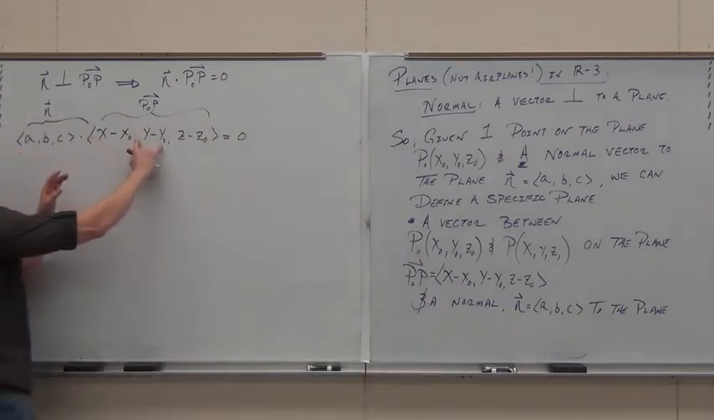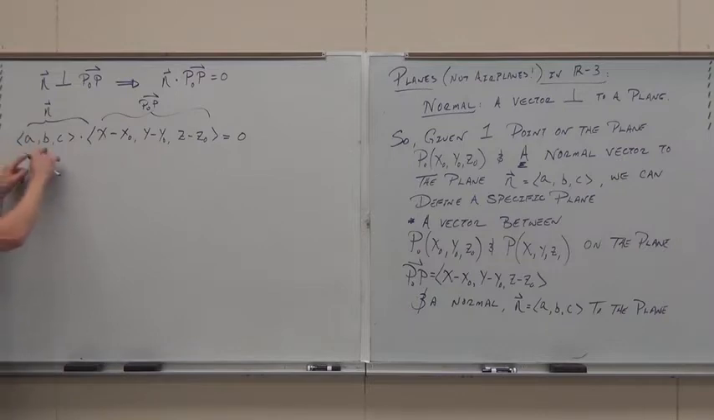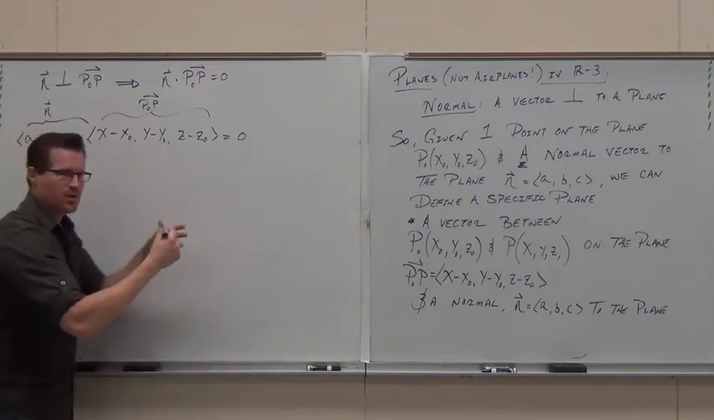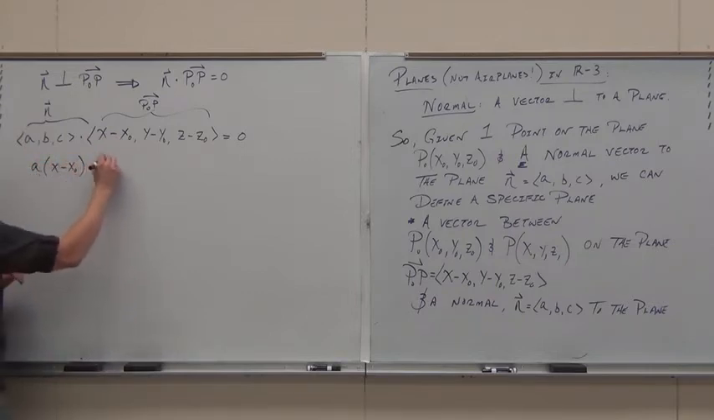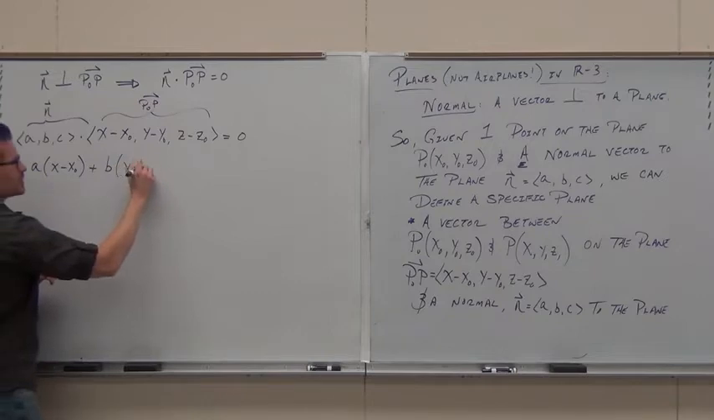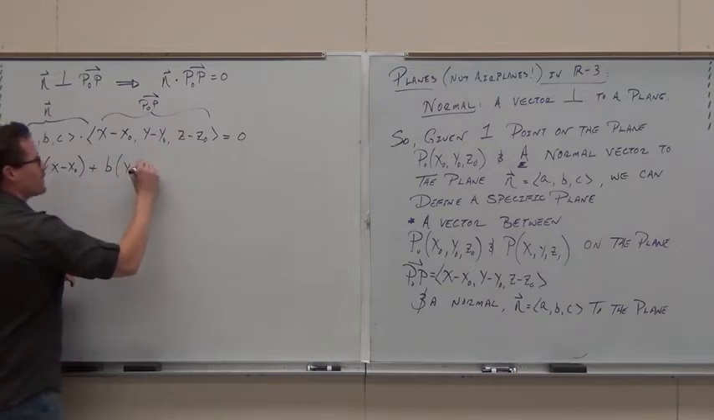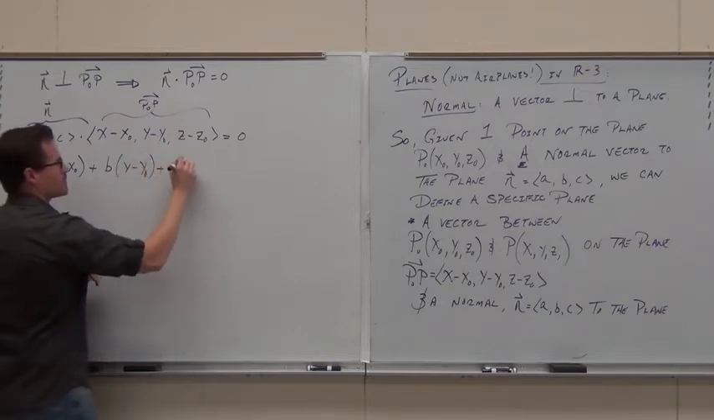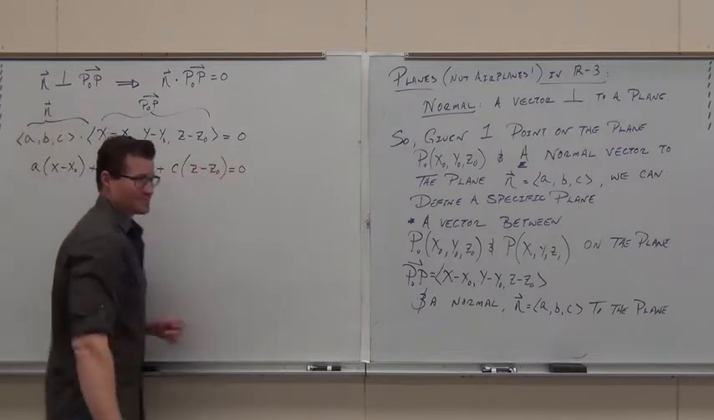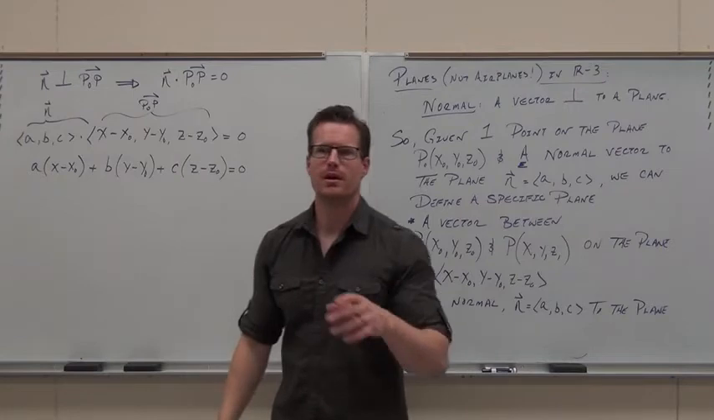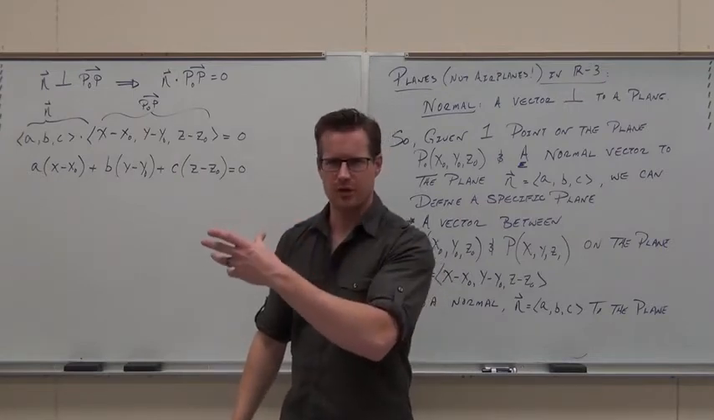X component, Y component, Z component. X component, Y component, Z component. They're just vectors. I can dot product them. So if I do, we get that. Follow along with me. Do you see that we get the scalar function?